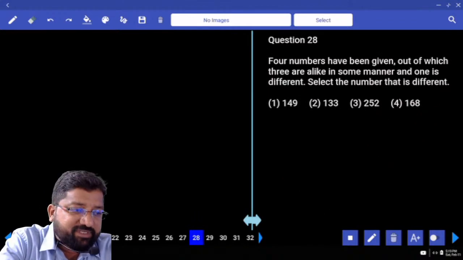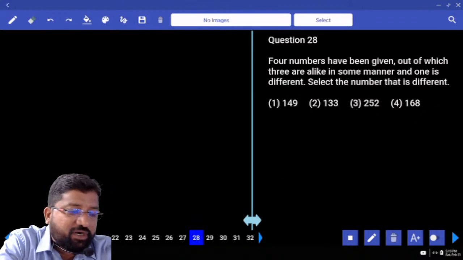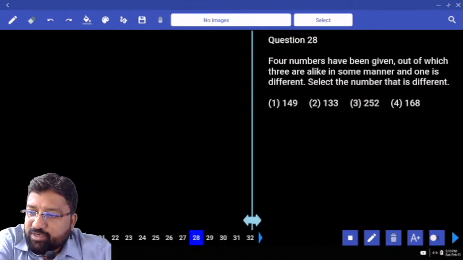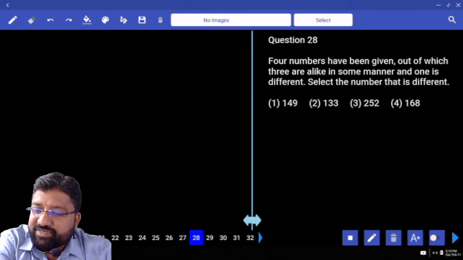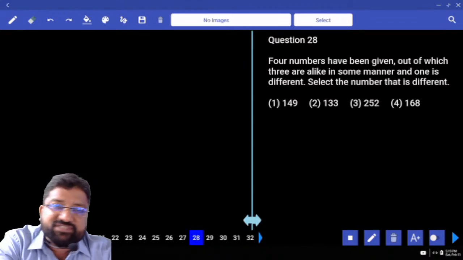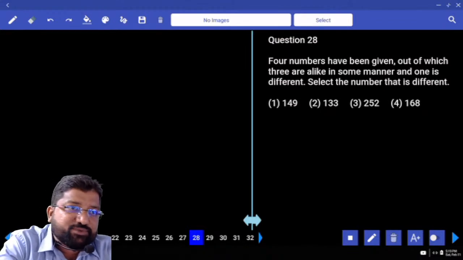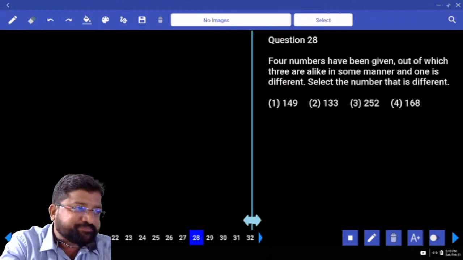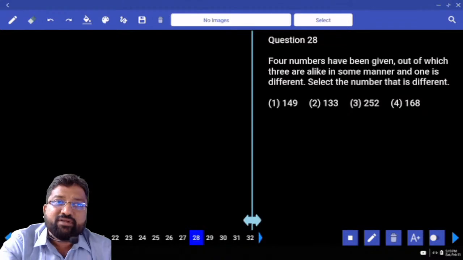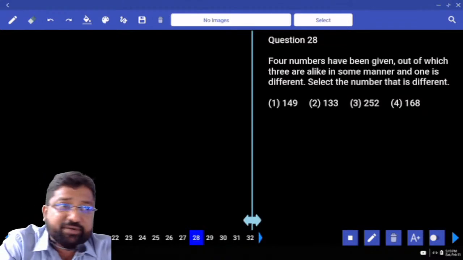Next, look at these numbers. Now, this is a question clearly on odd man out classification, isn't it? 4 numbers have been given, out of which 3 are alike in some manner and 1 is different. Select the number that is different. 149, 133, 252 and 168. There are 2 even numbers and 2 odd numbers. You can't make it out from even and odd. So they are neither squares nor cubes.